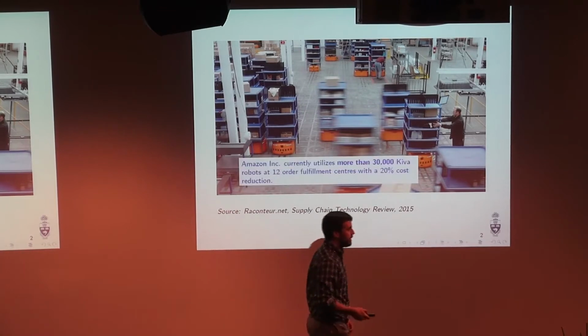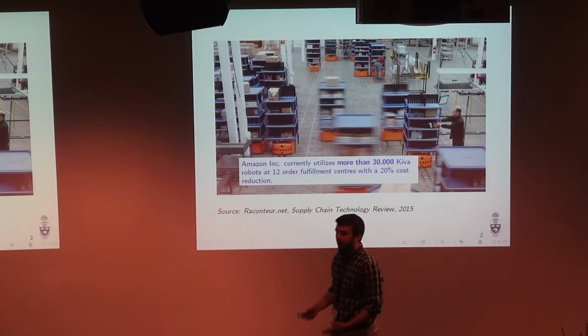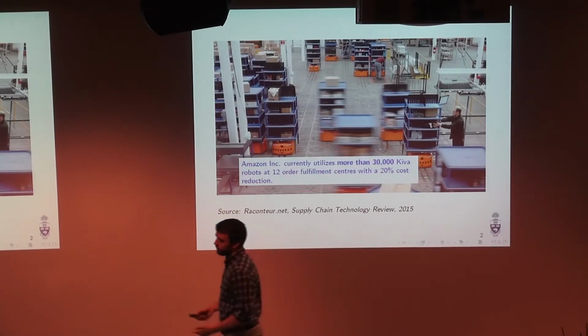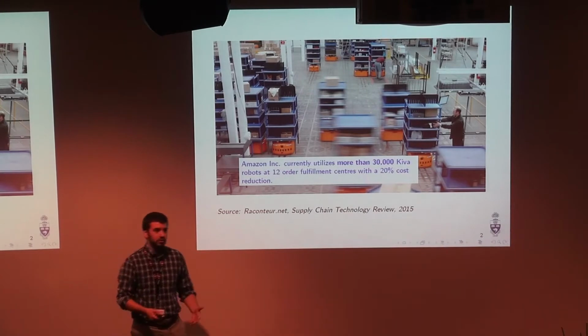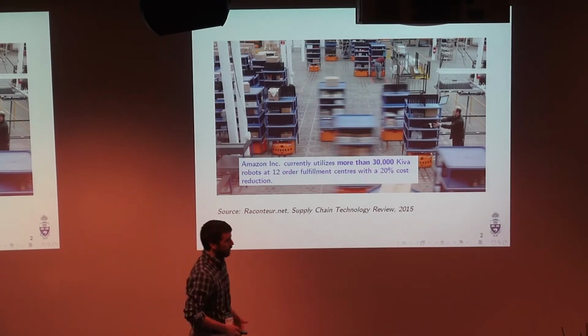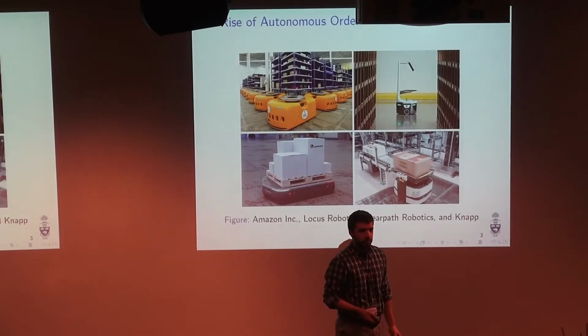One thing that astounded me when I read it was that Amazon currently uses in excess of 30,000 of these robots at 12 different distribution centers. And the centers that actually have these robots have experienced cost reductions of 12%, which is pretty attractive. So it's no surprise that a bunch of other companies are jumping in and trying to take their piece of the cake. So in the top left, again, we have Amazon.